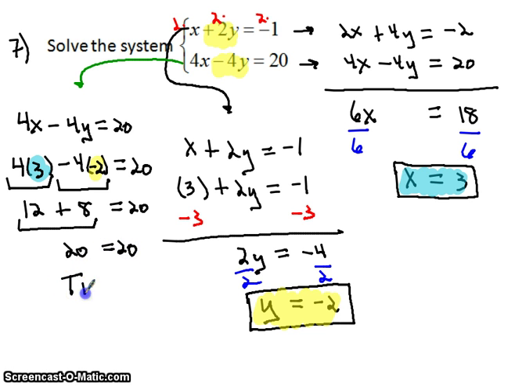And I get a true statement, which means that x is 3 and y is -2 also works for the second equation. So I can now make the statement that (3, -2) is the solution to the system because it's a point on both lines.